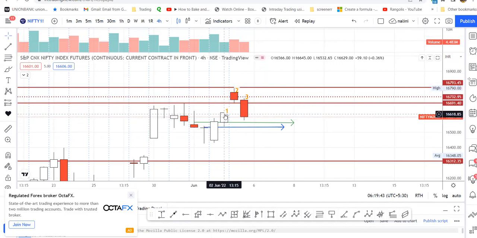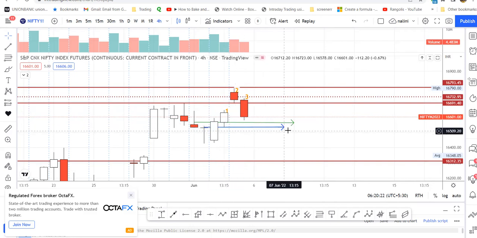This is the first candle, this is the second candle and the third candle. First candle making a high and second candle is making a higher high, but it is closing below. Even though it is closing below, this is a higher high. And the third candle started, opened here and broke below the low of this candle. This is the choch, change of character.